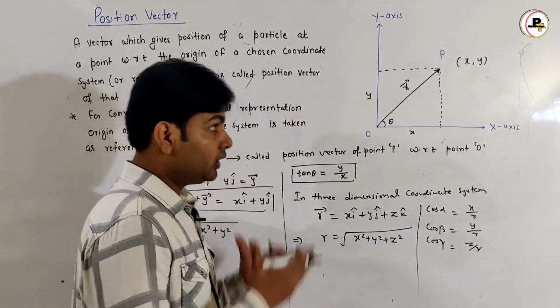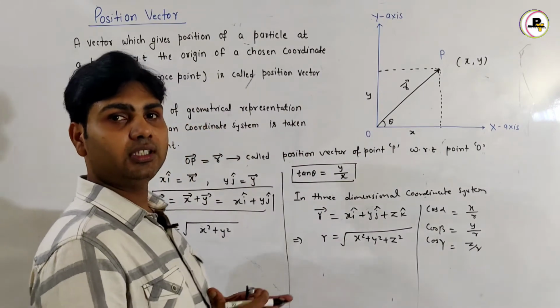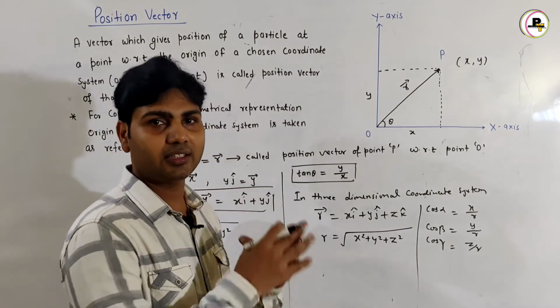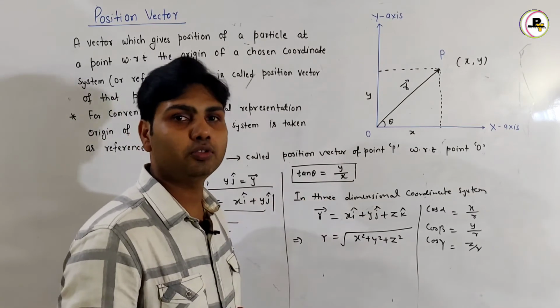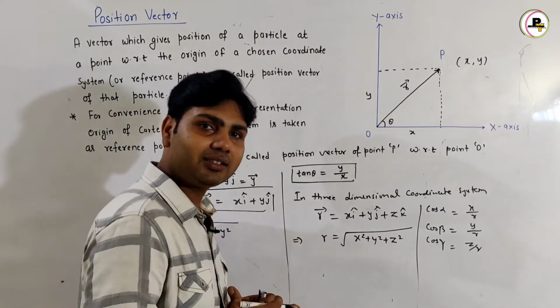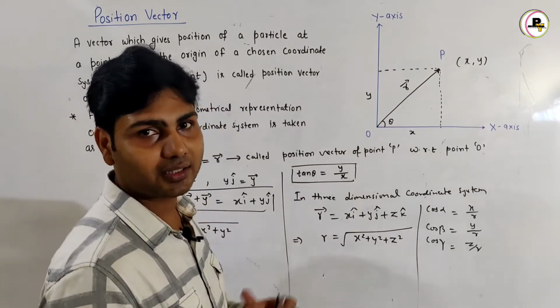Now if I know the position vectors of the two points, then I can easily find the displacement vector between the two positions of a particle.